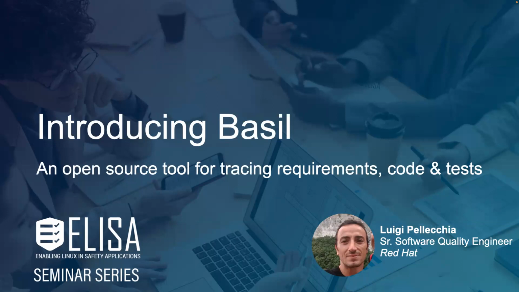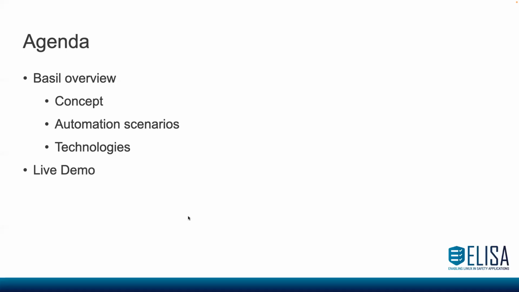Operating System. Today, we are going to introduce Basil, a tool aimed at the quality department of companies involved in functional safety, but also more in general, the quality department of software companies that need to provide evidences about the software specification analysis and test coverage. Before moving forward, if you have any question, please write in the chat. We will keep the last few minutes for Q&A.